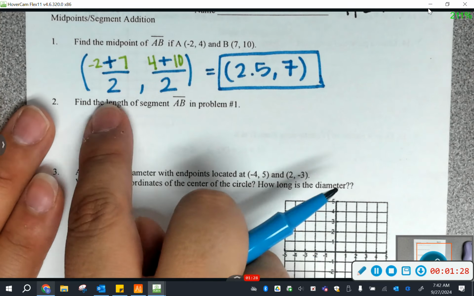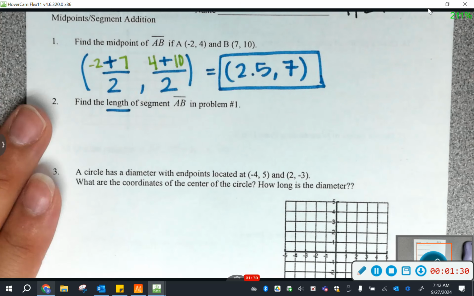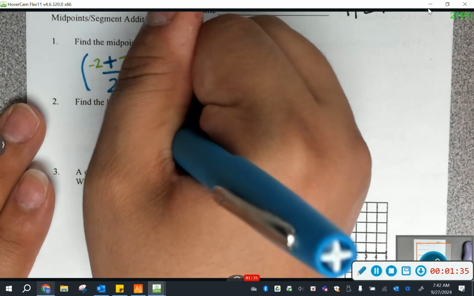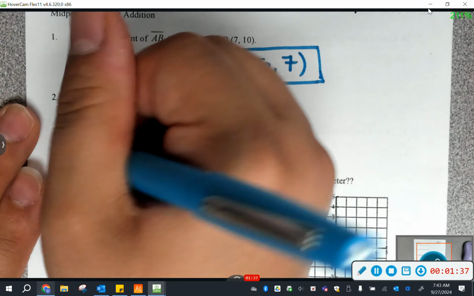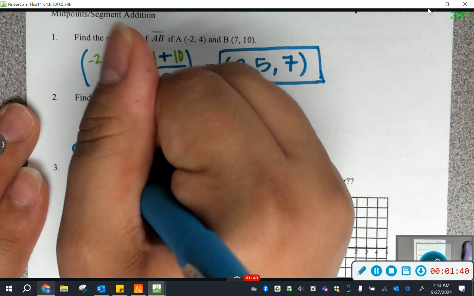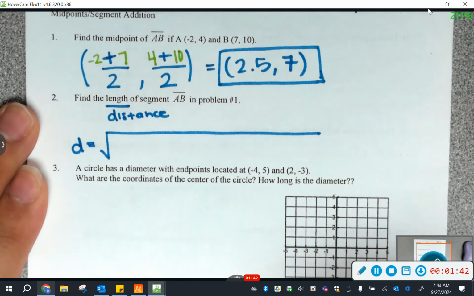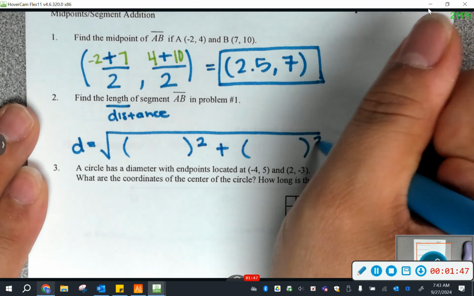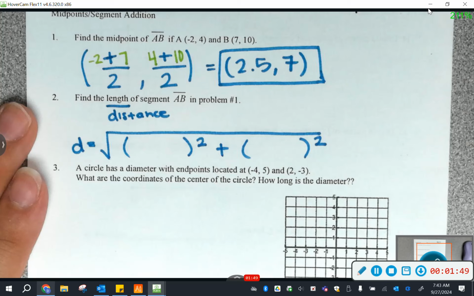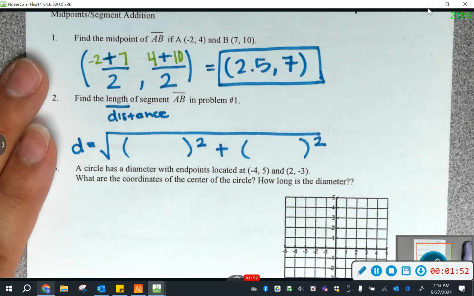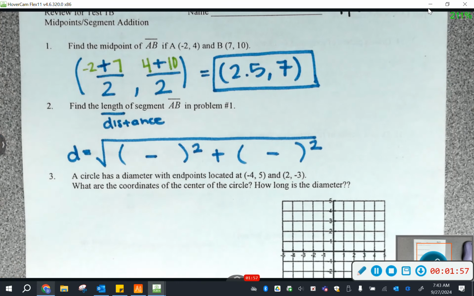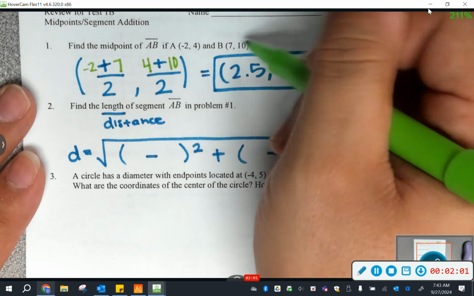The next question says find the length. What does length mean? Distance. Anytime I ask for the length of something, I'm asking how long it is, the distance. Remember, for distance formula, you're going to do the square root of squared plus squared. Perfect. Thank you. And what goes in the parentheses? The negatives.